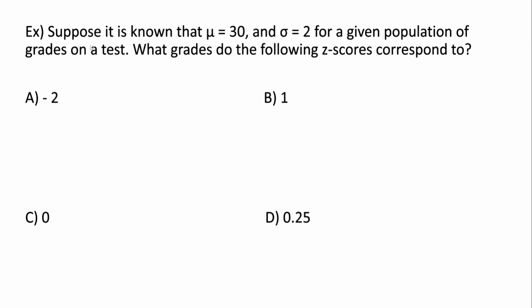So in this example, suppose it is known that the mean equals 30 and standard deviation equals 2 for a given population of grades on a test. What grades do the following z-scores correspond to? We're being given z-scores. We have the mean, we have the standard deviation, but we need to instead solve for x, or grades in this case.